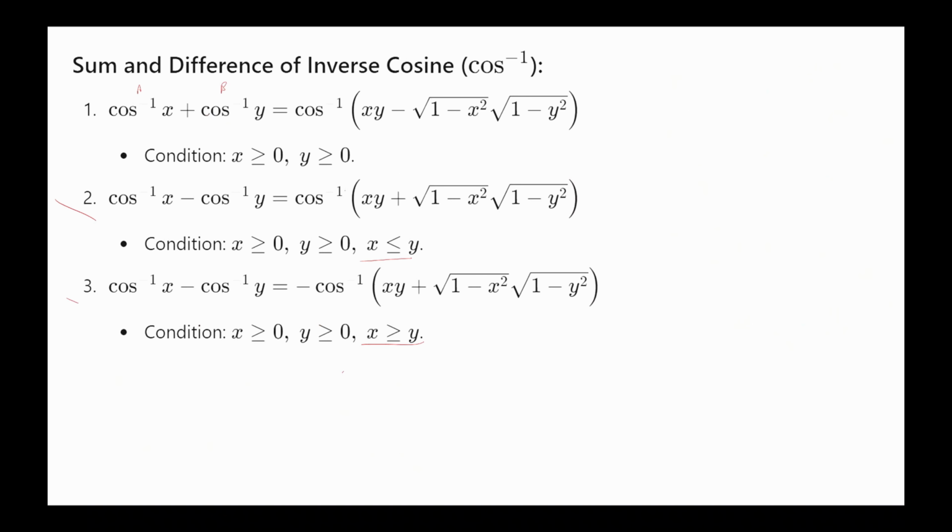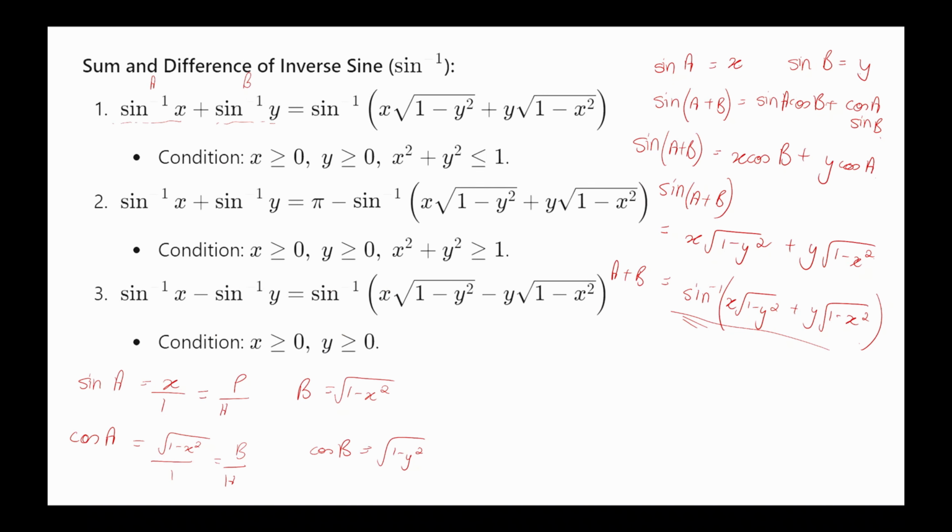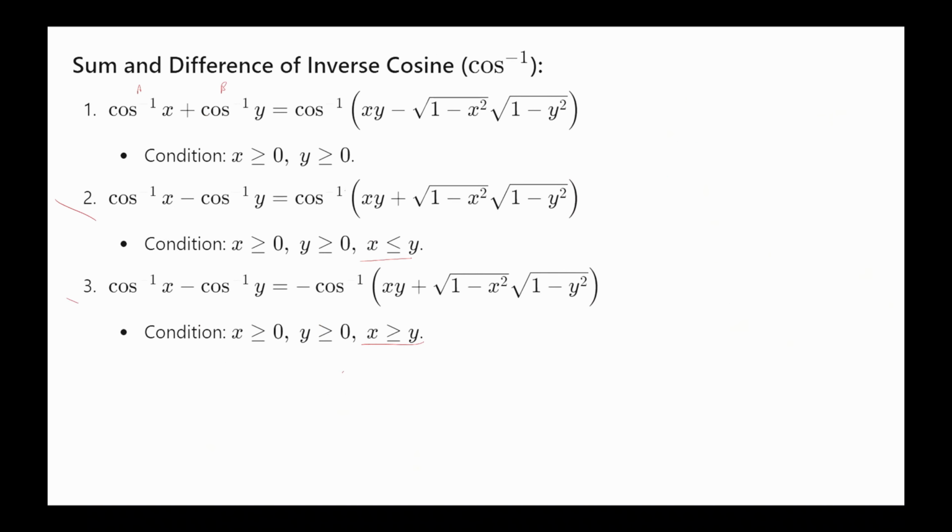Similarly, for cos, the sum and difference is also going to be almost the same thing. You can use the same tricks that we used here to prove sine. You can assume your cos inverse x to be A, your cos inverse y to be B, and then based on that, you can find out your cos inverse x plus cos inverse y.